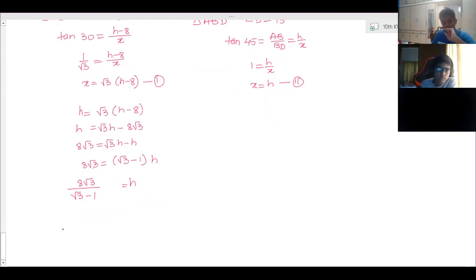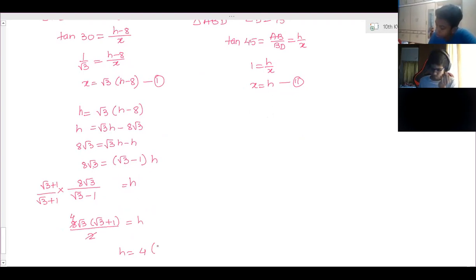Further, how to simplify? Now rationalize it. Multiply by root 3 plus 1 by root 3 plus 1. 8 root 3 into root 3 plus 1 divided by 3 minus 1, which is 2. 2 4s is equal to h. So h is equal to 4 into root 3 into root 3 is 3, plus root 3 is the height. And x is also the same. X also equal to 4 into 3 plus root 3.